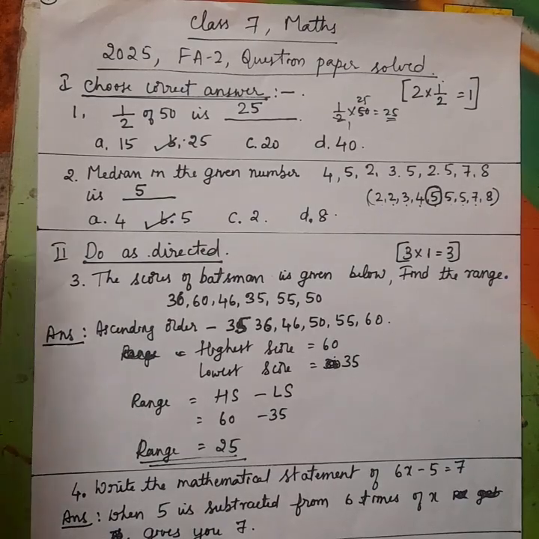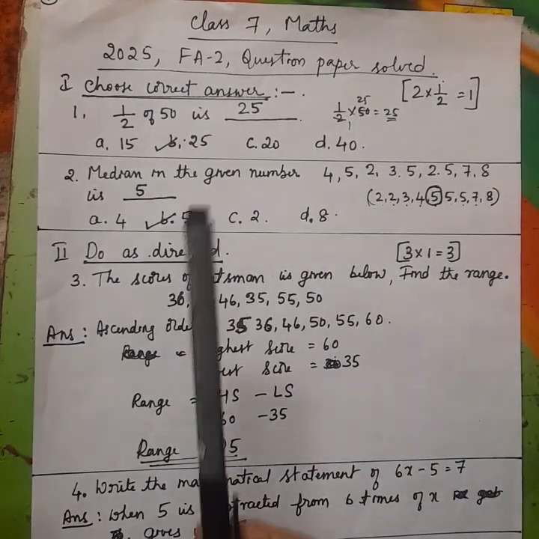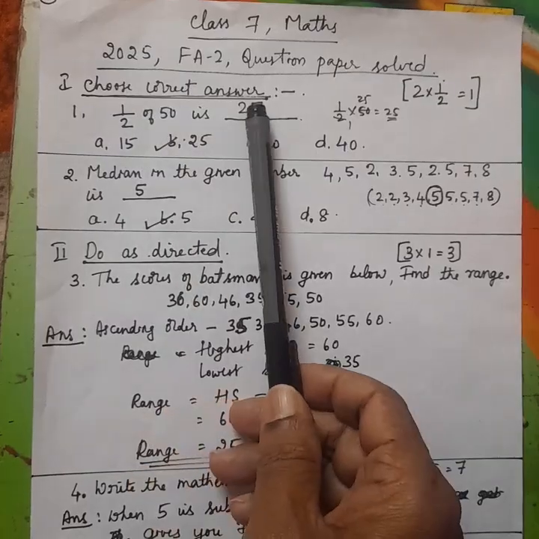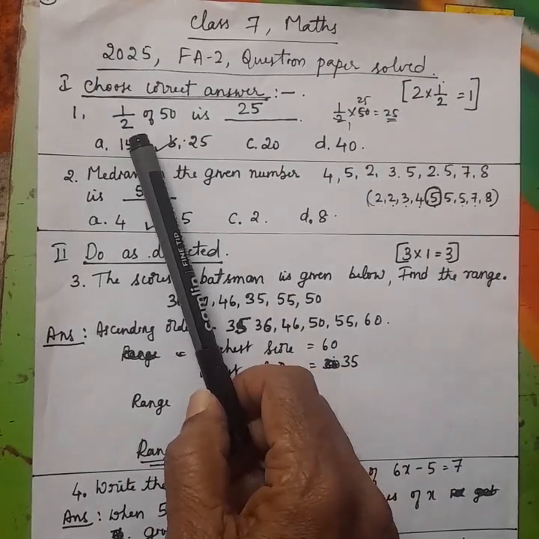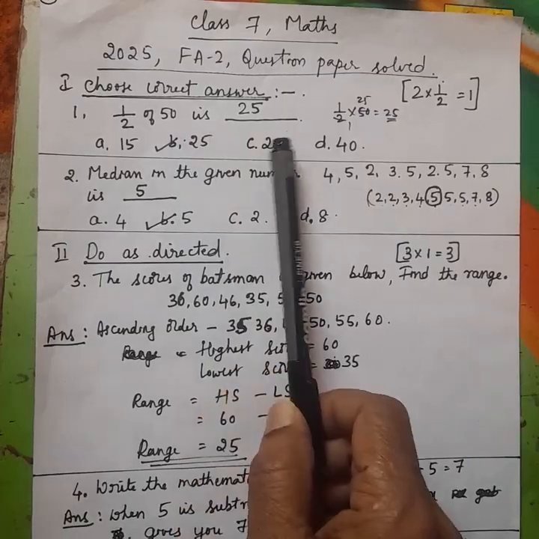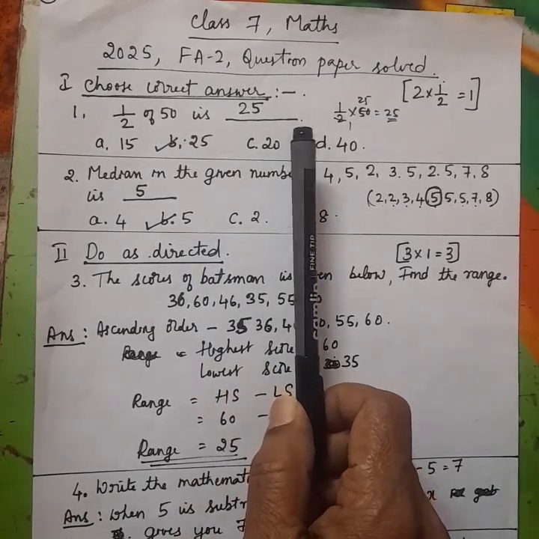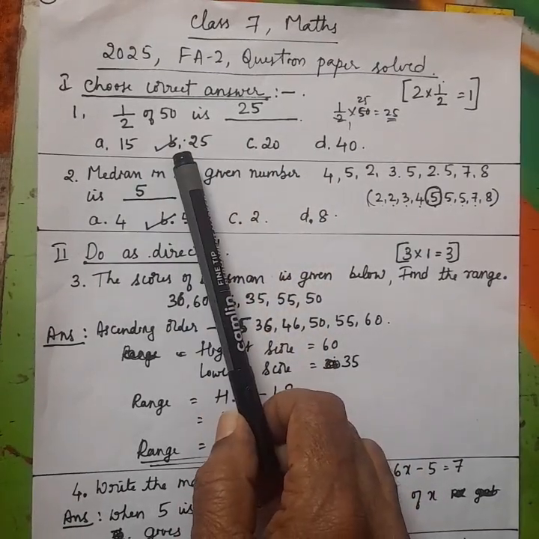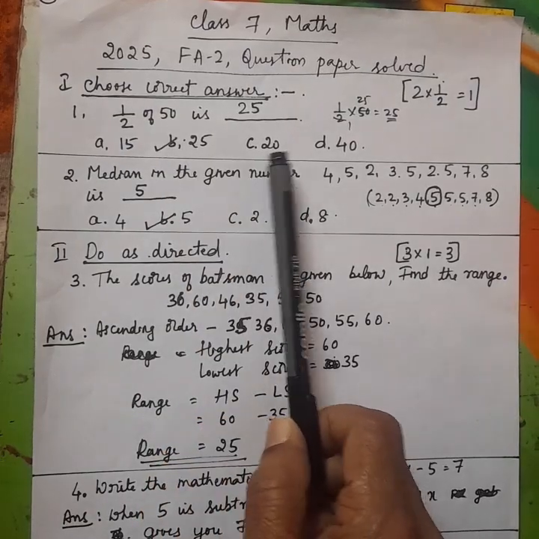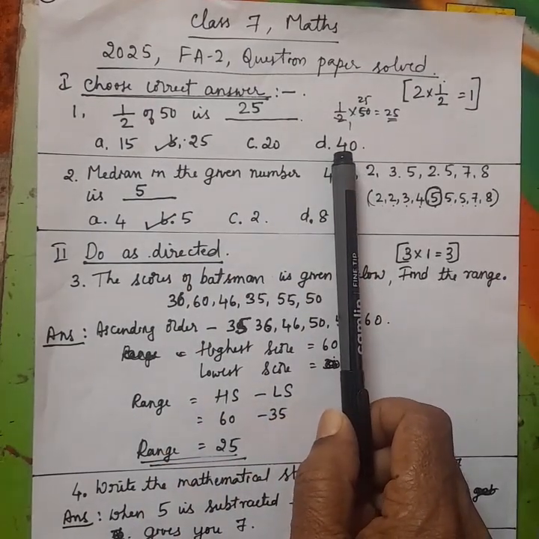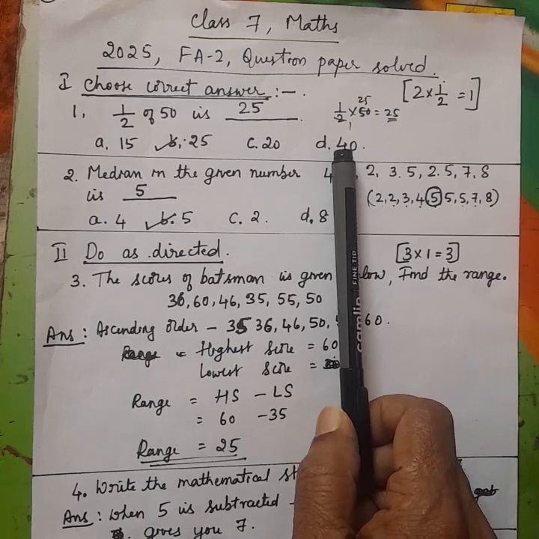The first main question is choose the correct answer. The first one: 1 by 2 of 50 is dash. There are four answers. A is 15, B is 25, C is 20, D is 40. Now what we have to do? Just solve the question.